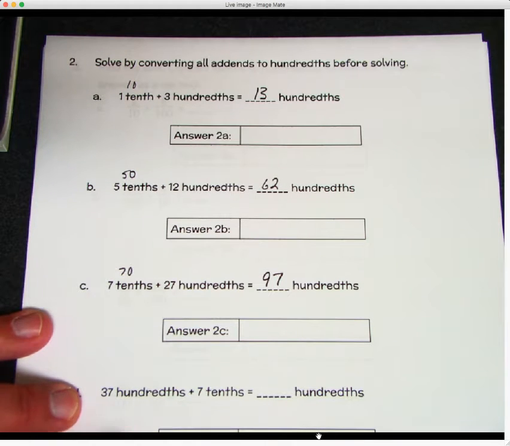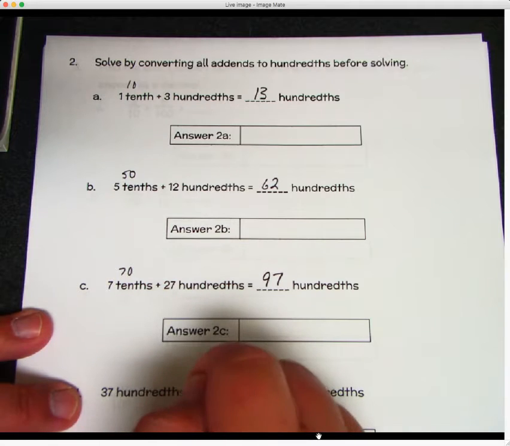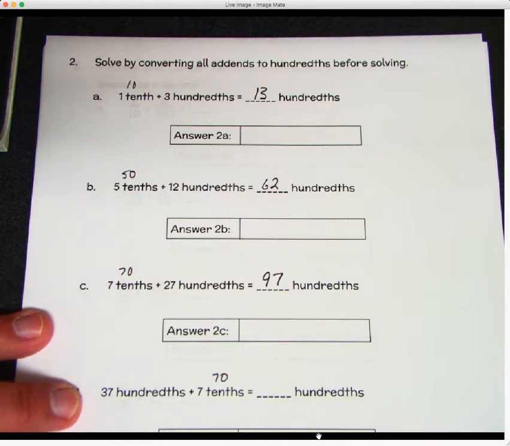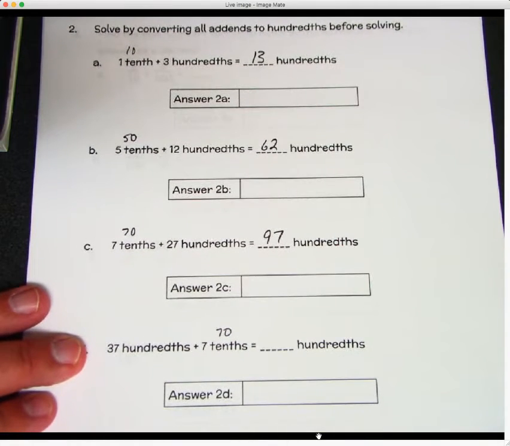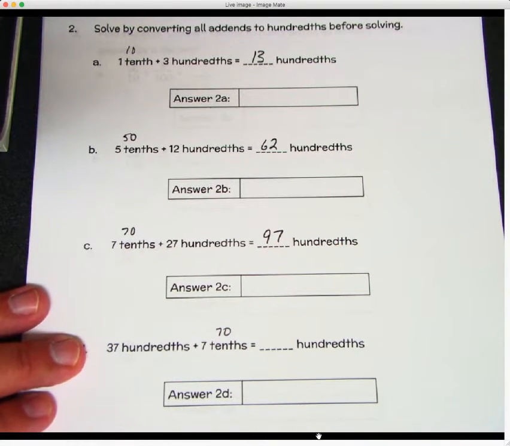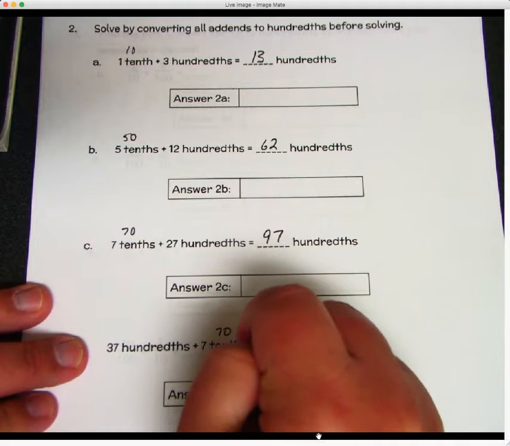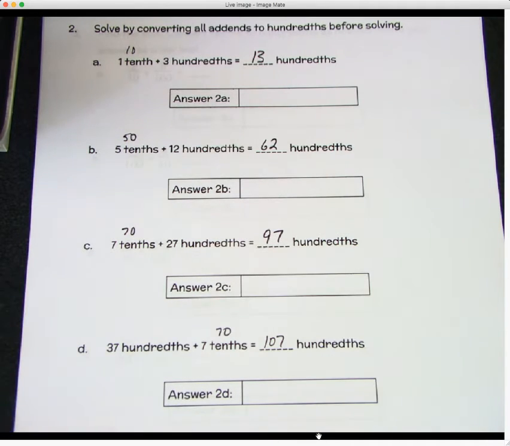37 hundredths, it's backwards this time. 7/10, add the zero here. 7/10 is the same as 70 hundredths. Sorry, you can't see that. 37 hundredths and 70 hundredths would be 107 hundredths. Just add them together, okay?